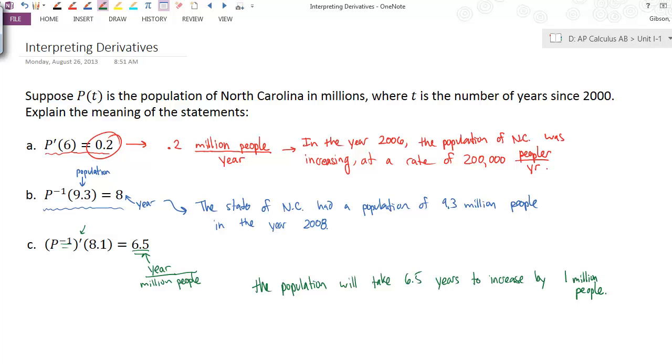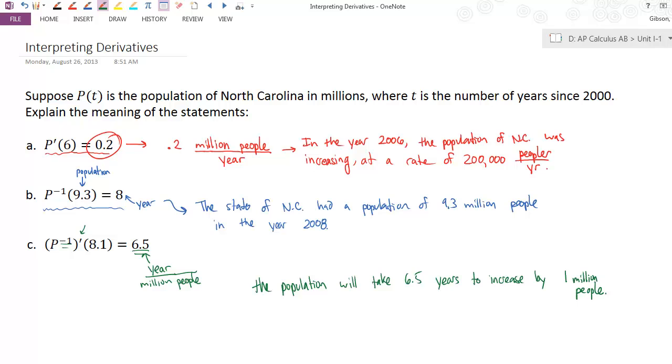So I don't know what happened with that first sentence there, so you can just back up the video and take a look at what it was, but I'll say it again. When the state of North Carolina had a population of 8.1 million people, the population will take 6.5 years to increase by another million people.